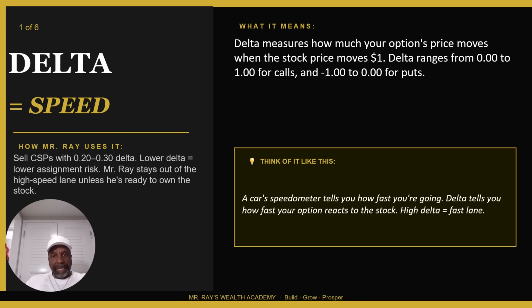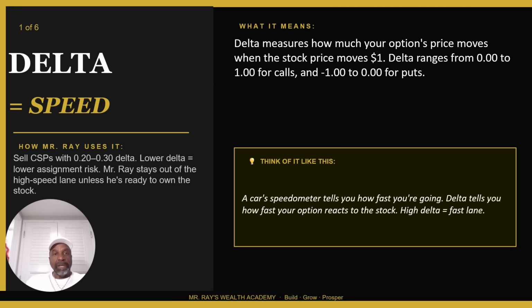All right, let's talk about delta. Now, delta measures how much of the option price moves when the stock price moves for a dollar. Okay, so a delta of 0.50 means that the option is going to move 50 cents for every dollar the stock moves. If it's a delta 0.20, it's less likely to be in the money. It's got a smaller premium. So it's only going to move 20 cents on the dollar. If the delta is 80, that means it's deep in the money. And so it's going to move almost like owning 80 shares of the stock.